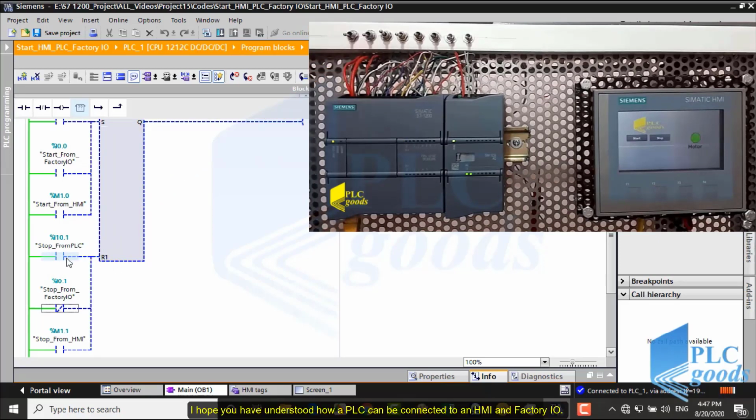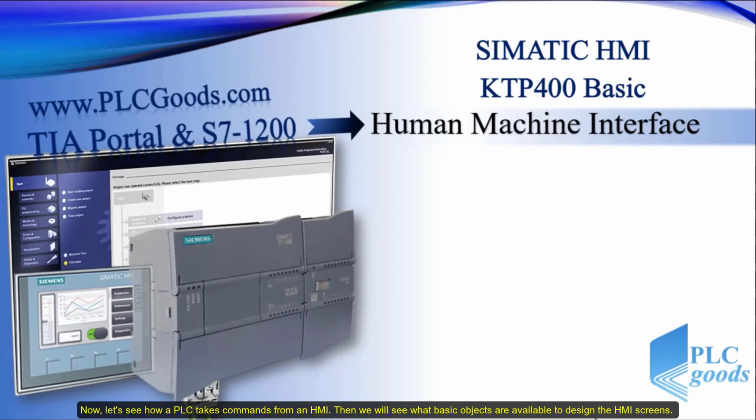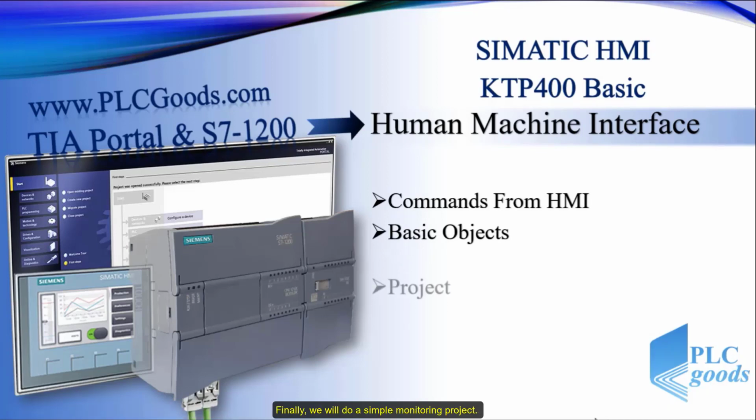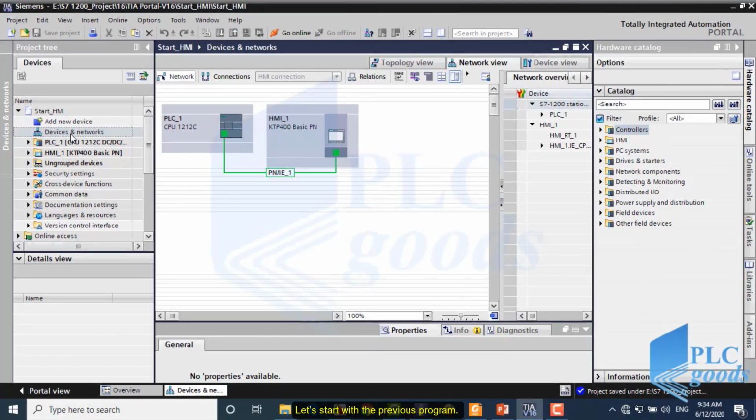I hope you have understood how a PLC can be connected to a HMI and Factory IO. Now let's see how a PLC takes commands from an HMI. Then we will see what basic objects are available to design the HMI screens. Finally, we will do a simple monitoring project. Let's start with the previous program.